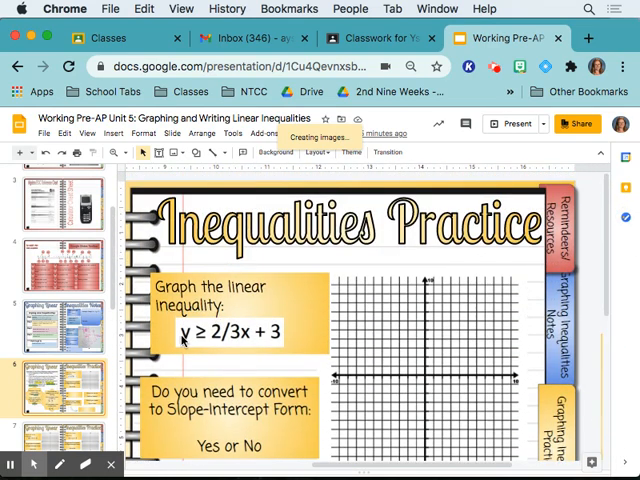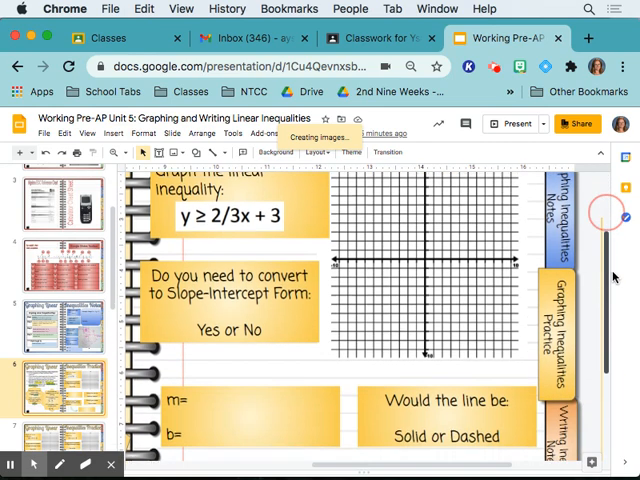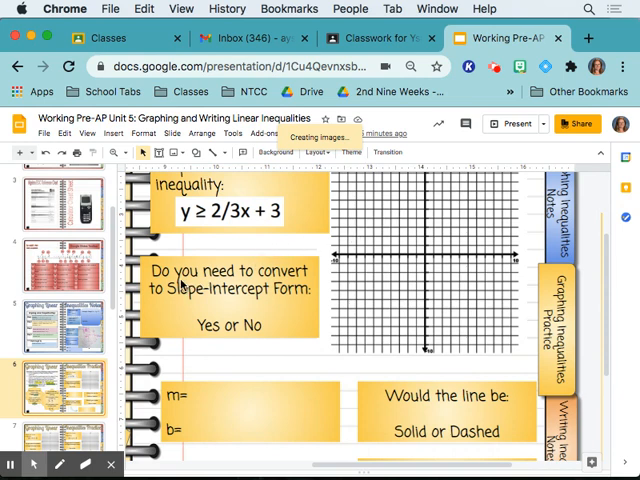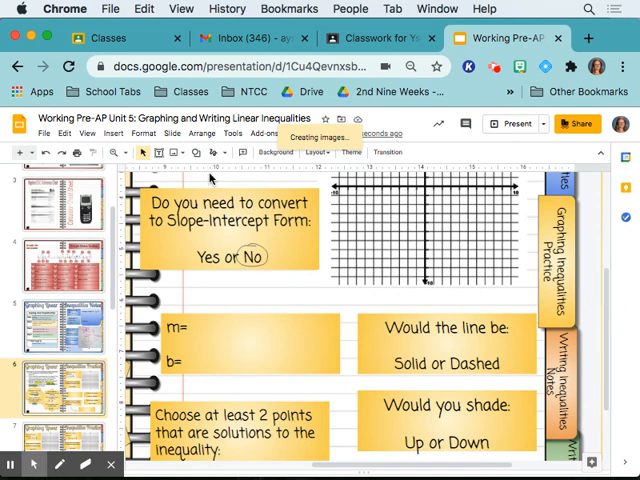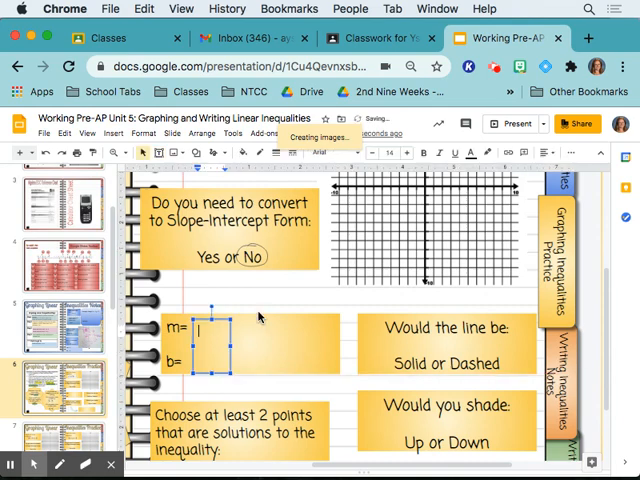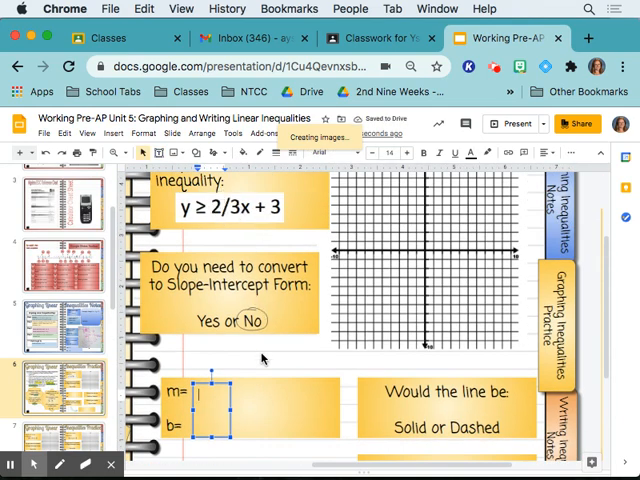Graph the linear inequality y is greater than or equal to 2/3 x plus 3. So let's answer the questions. Do you need to convert to slope-intercept form? No. I'm going to use my scribble tool. Nope. Now identify the m and the b. The m is 2/3 and the b is 3.